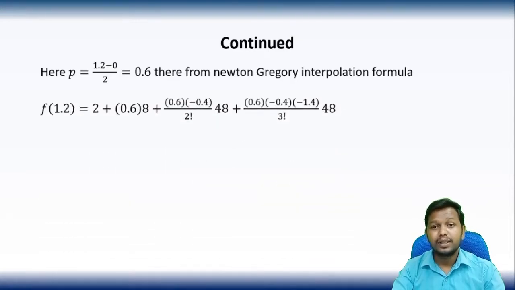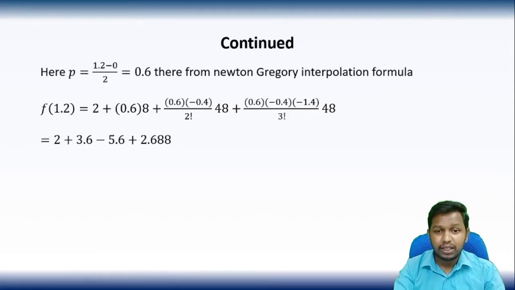Now from the Newton-Gregory interpolation formula, f of 1.2 equals 2 plus, y naught value is 2, plus p value is 0.6 into delta y naught value is 8, plus similarly continue, p value is 0.6 into p minus 1 value is minus 0.4 divided by 2 factorial into delta square y naught value is 48, plus p value is 0.6 into p minus 1 value is minus 0.4 into p minus 2 value minus 1.4 whole divided by 3 factorial into delta cube y naught value is 48.